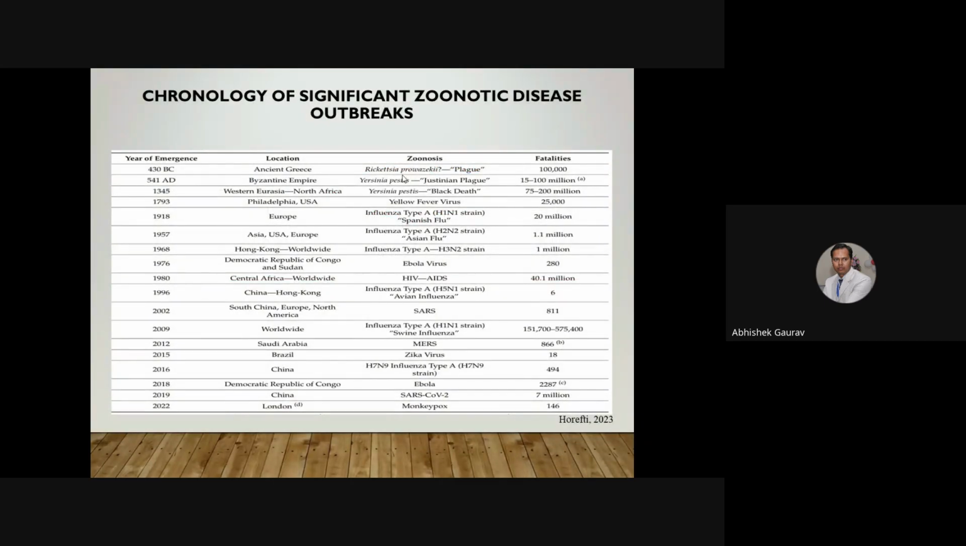Similarly, this is some chronology of significant zoonotic disease outbreaks. Like in 430 BC, there was plague, the Great Plague in ancient Greece, which led to 1 lakh fatalities. Then in 541, it was Yersinia pestis, the Justinian plague. Likewise, a number of diseases like influenza, typhoid, H1N1, H2N2, H3N2, then Ebola virus, SARS, MERS, Middle East Respiratory Syndrome, which started in Saudi Arabia in 2012. Then Zika virus in Brazil in 2015, H7N1 in China, Ebola, SARS-CoV-2, and monkeypox recently in 2022.